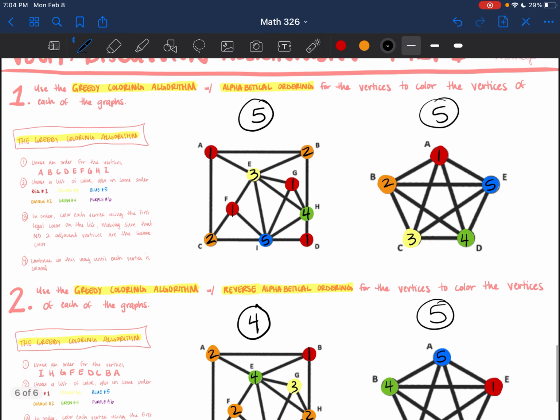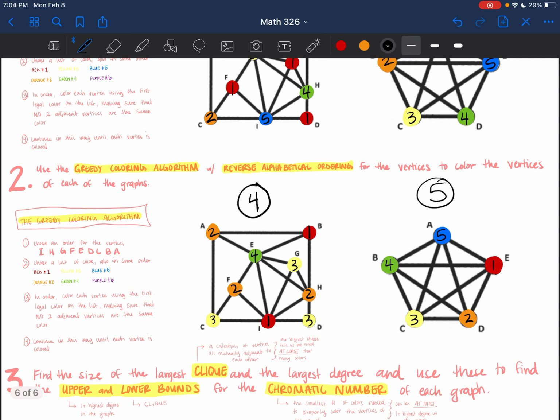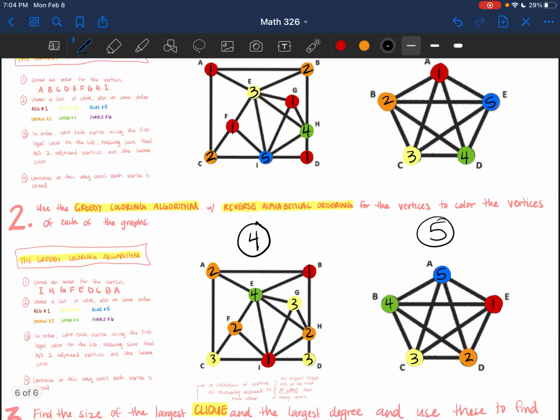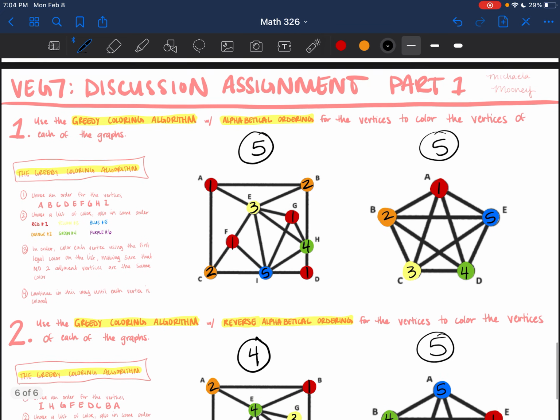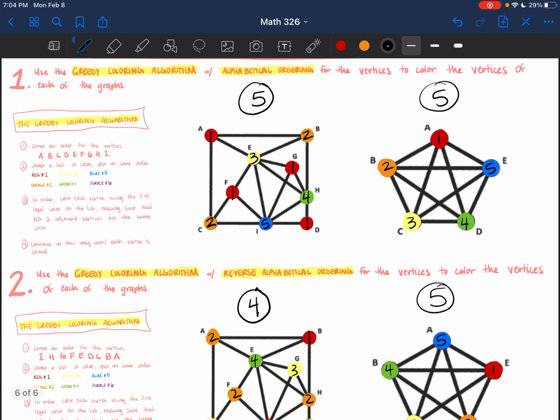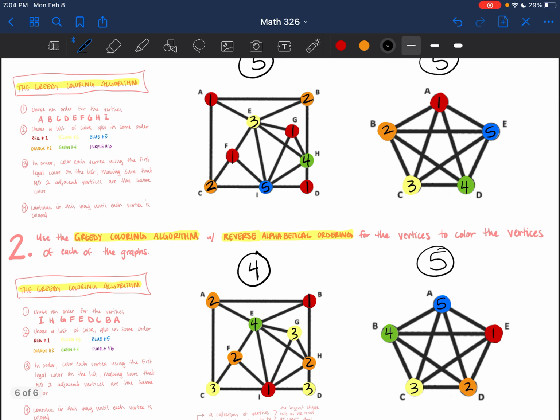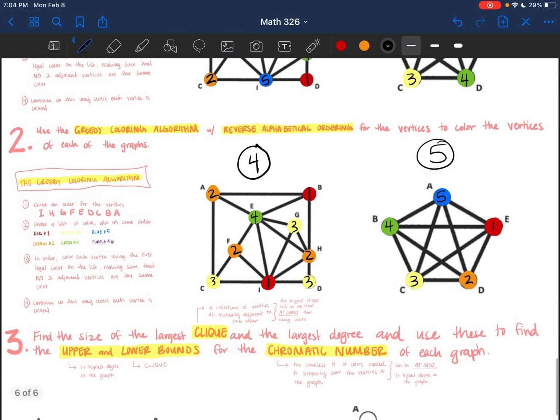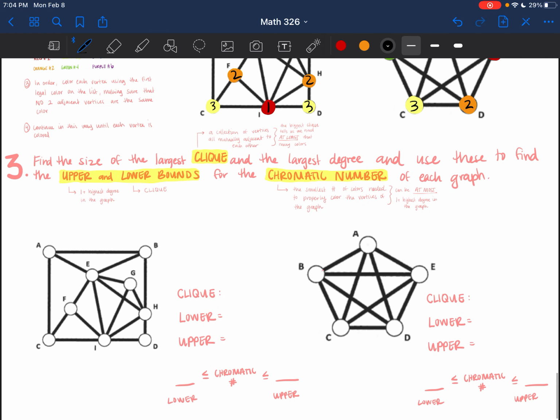But this just helps show us that the order really does matter when you're using the greedy coloring algorithm, and that you're not guaranteed to get the lowest possible color number on your first try. But let's move on to question number 3.